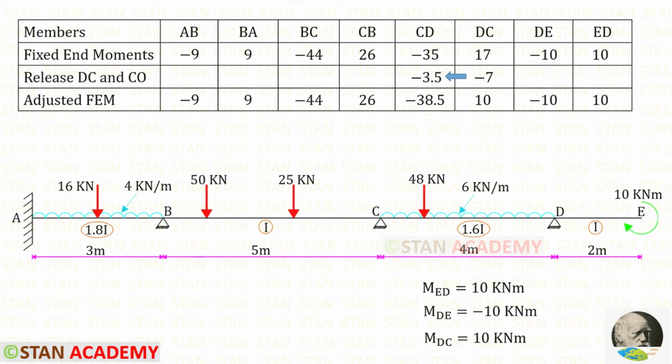Now let us find the adjusted fixed end moments. In CD, we have to add these two values. When we add, we will get minus 38.5.